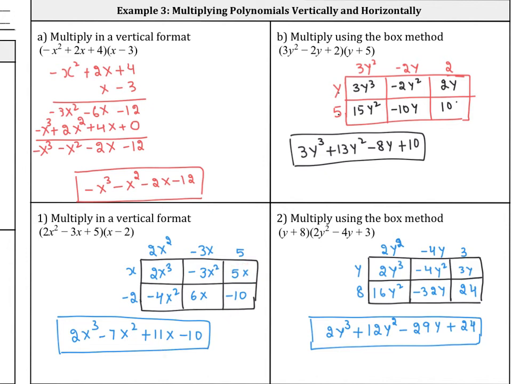For question number 2, I'm writing this polynomial on the top. There are 3 terms on the top and the 2 terms here. I'm going to complete this table by multiplying each of them, and then I'm going to combine the like terms to get the answer, and the answer is in standard form: 2y cubed, 16y squared minus 4y squared, that's 12y squared. Negative 32 plus 3 is negative 29y, and then 24.